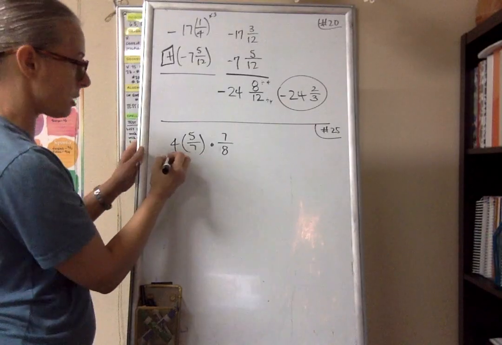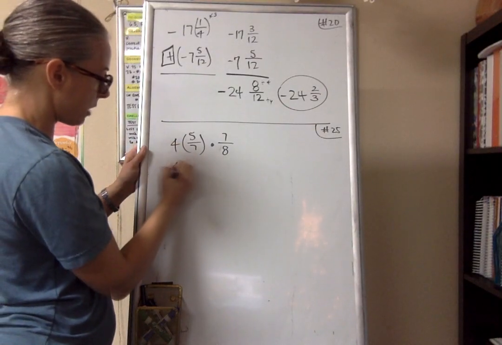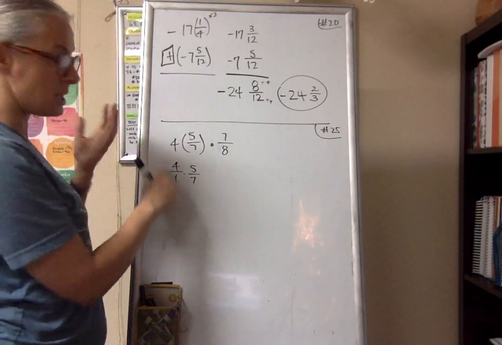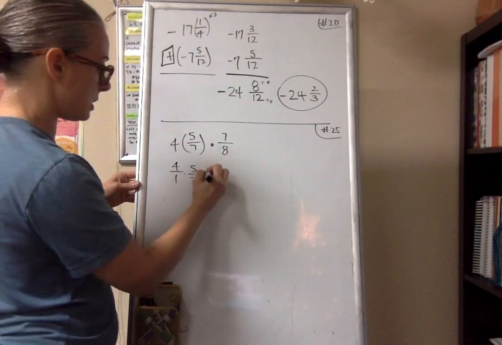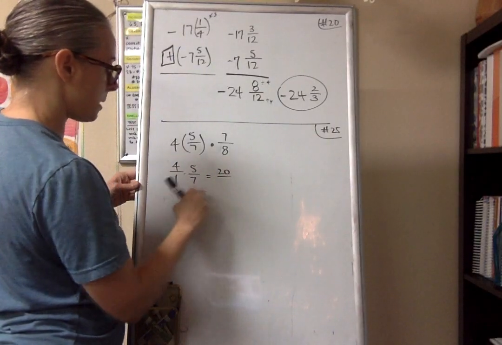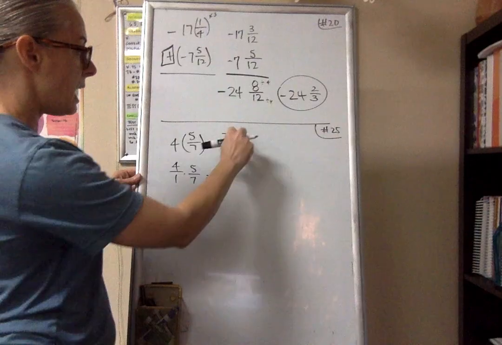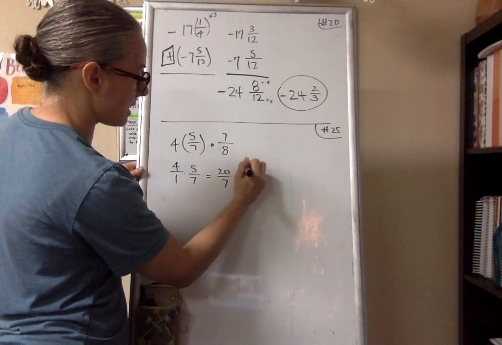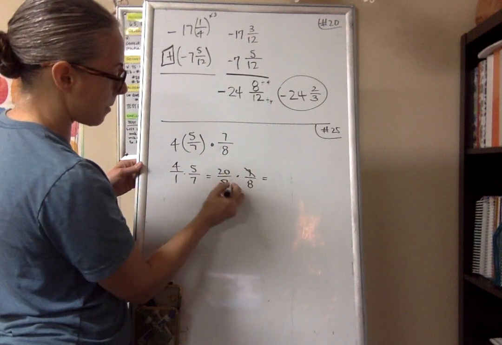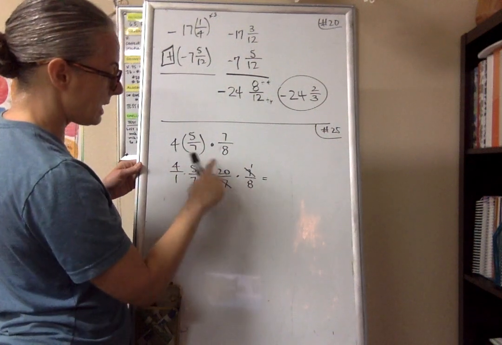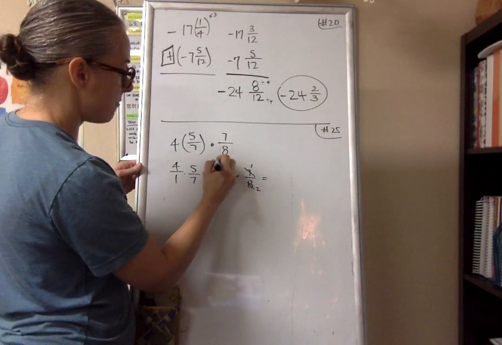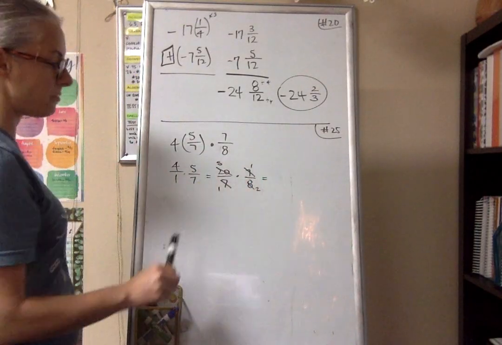So I want to start here. I'm going to rename my 4 as 4 over 1 times 5 over 7. I don't see any opportunities for cancellation here, so I'll multiply my numerators and get 20, multiply my denominators and get 7, and now I'm going to multiply this times 7 over 8. And here I do have an opportunity to cancel here and again here. Both 8 and 20 can be divided by 4. That gives me 2 and 5.